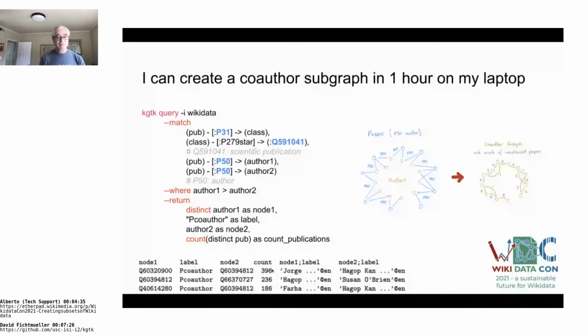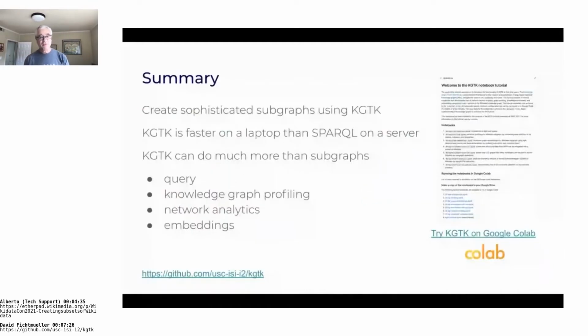So, summary: with KGTK, we can create really sophisticated subgraphs of Wikidata, and I can just do it by mentioning the classes that I want, and I can get everything else, not for free, but very easily, and get a coherent graph. And it'll run faster on your laptop than SPARQL on a server.